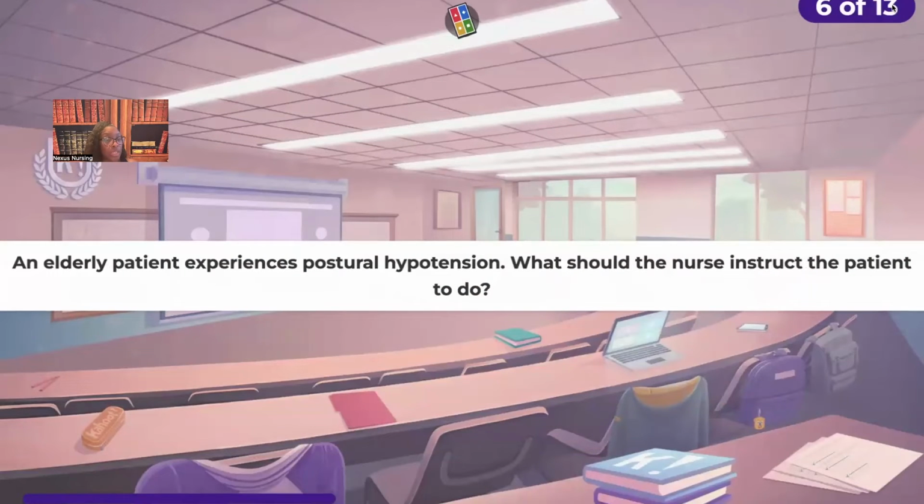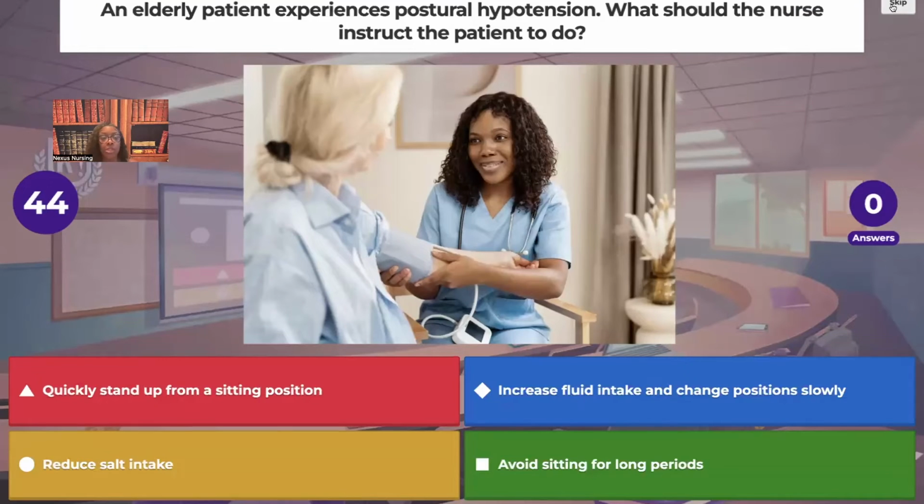An elderly patient experiences postural hypotension. How should the nurse instruct the patient? What should the nurse instruct the patient to do?